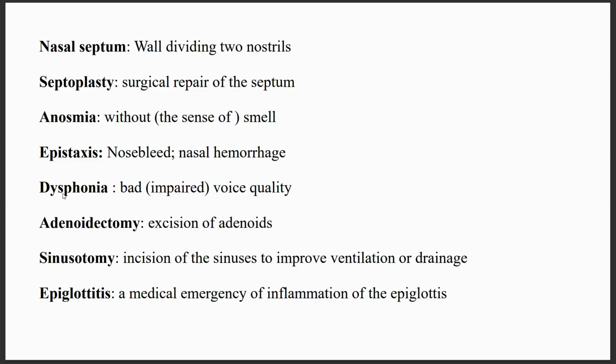Break up the term dysphonia. And then adenoidectomy: this is the excision of the adenoids. Sinusotomy: this is the incision of the sinuses to improve ventilation or drainage. And then we get epiglottitis. This is a medical emergency of inflammation of the epiglottis. So make sure you're familiar with these, especially with conditions like epiglottitis, dysphonia, things like that, and anosmia.